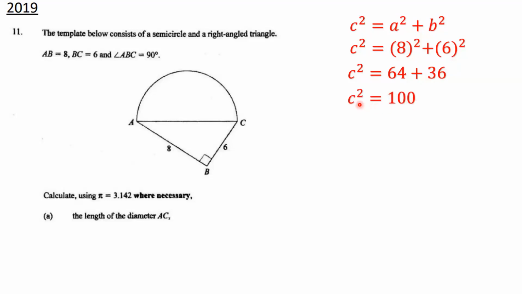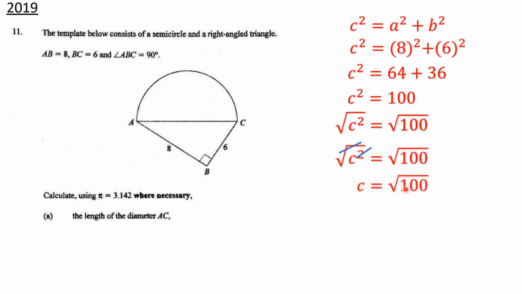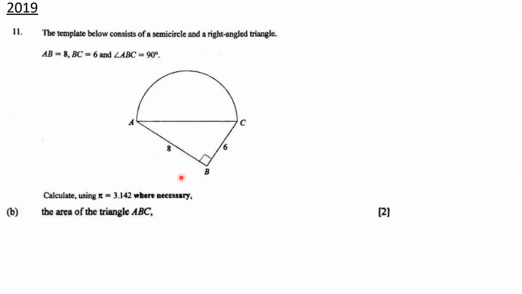In order to find out what C is, we're going to take the square root of both sides, and we're going to cancel out the square root with the square, leaving us with C is equal to the square root of 100. And we know that the square root of 100 is 10, so that means that AC is going to be equal to 10, all right? Okay, let's move on to the next question.